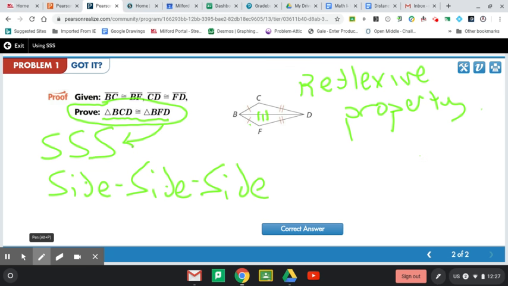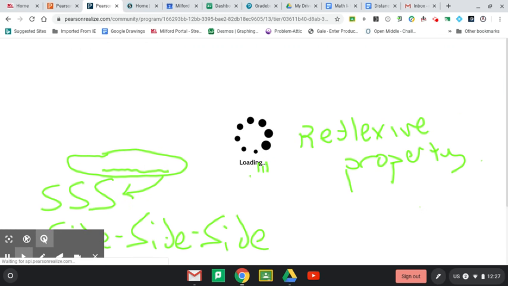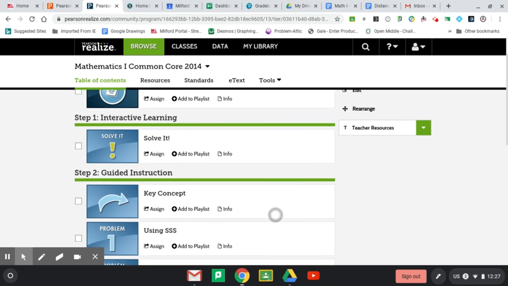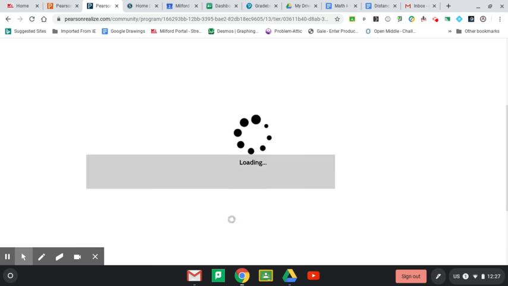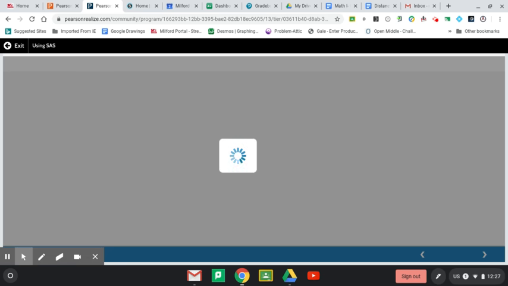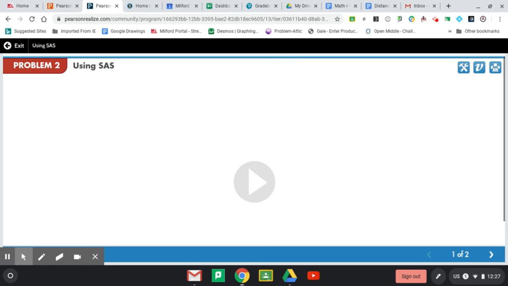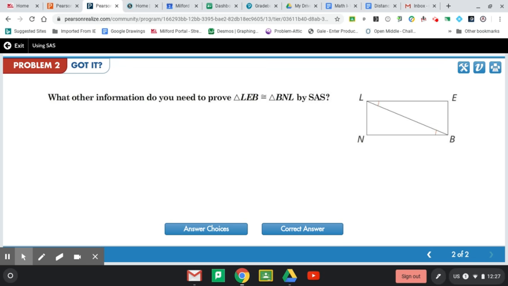Now, with that, we are going to look at a second theorem today. Get to the example, okay? And in this one, we're going to focus on not really this question right now. I want to just talk about what is SAS.